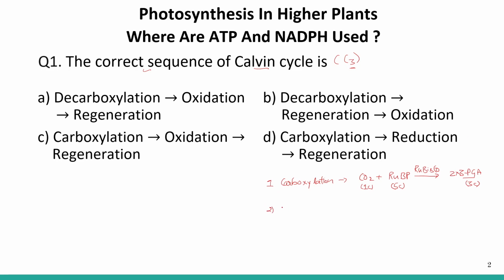Now coming to the next step, which is the reduction phase. During reduction, what happens? The 3-phosphoglyceric acid which is produced is first converted into 1,3-bisphosphoglyceric acid. And then what happens? Here ATP is used, which is the product of the light reaction. ATP is used and ATP is converted into what? ADP.